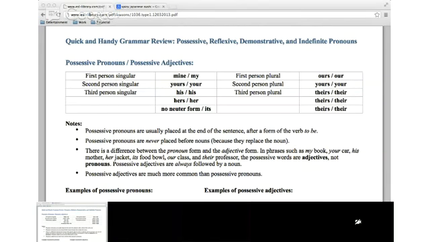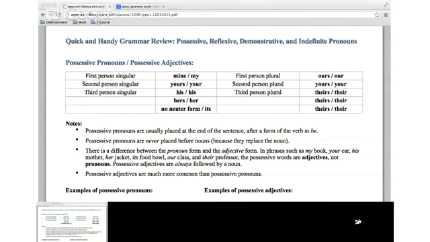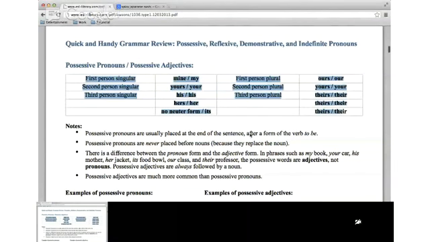Okay, so go ahead and open up the link, and let's have Jada go ahead and read. Go ahead and read through this chart, as well as the notes down here below. Okay, Jada?